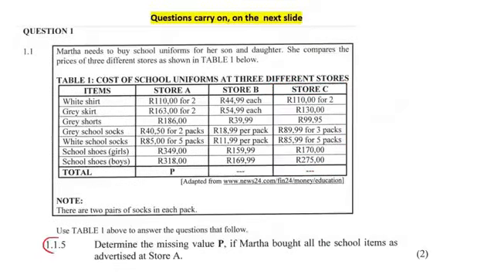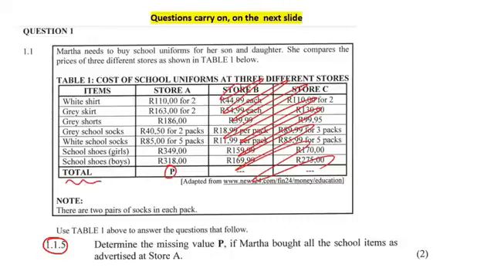Okay, so here's the next question. Determine the missing value P if Martha bought all of her items at store A. Let's say, for example, she only went to store A, so we can scratch all of that out. So it says determine the missing value P. So what is P? P is the total.